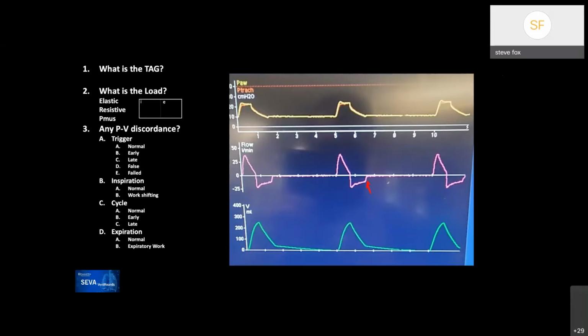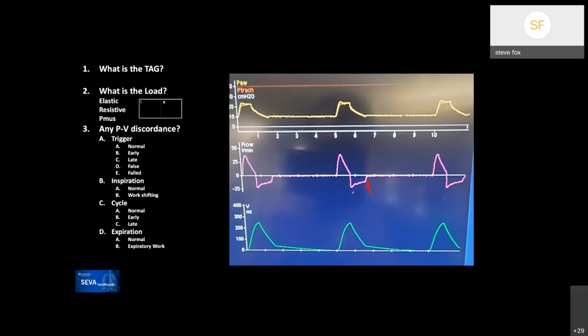So the moral of the story of what the load is. Let's see. I think I'd be inclined to go with elastic, but it's hard even to say. And in terms of whether there's PMUS, it's an irregular shape of waveform, which leads me to think PMUS, but at the same time, it's the same in all the breaths. So I don't think it is PMUS. I think the patient's probably passive and there's just something funny happening here that I don't know what it is.